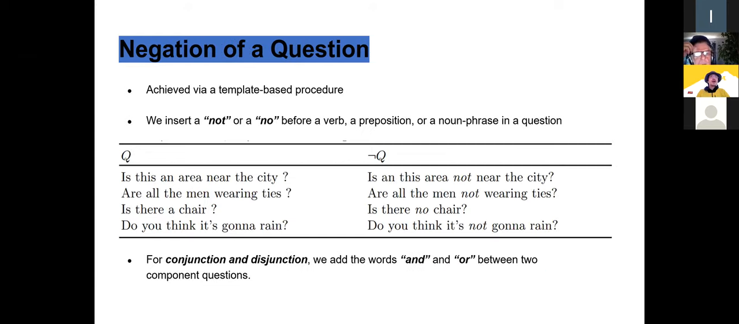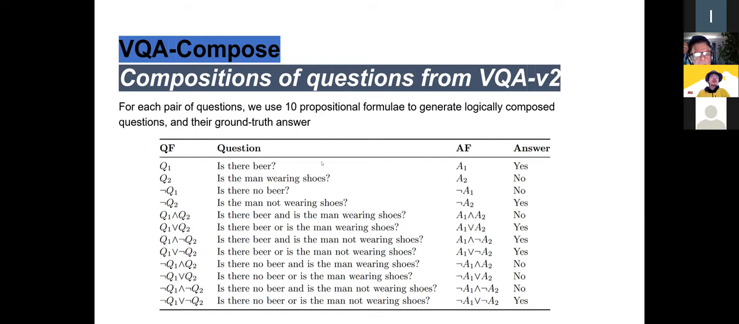Here are some examples of negations. Most of the processing is automated using NLP technologies. And we can also apply it to compositions. For compositions, we get 10 logically composed questions for each pair of original yes/no questions. So for example, if the original yes question annotation is, is there a beer? The answer is yes. Then we can automatically generate, is there no beer? Is there beer and is the man wearing shoes? Etc. And the true answers can always be inferred from the original annotations using logical combinations.